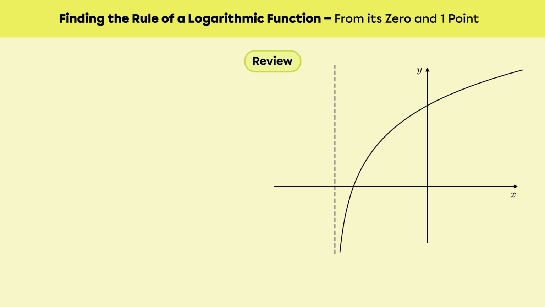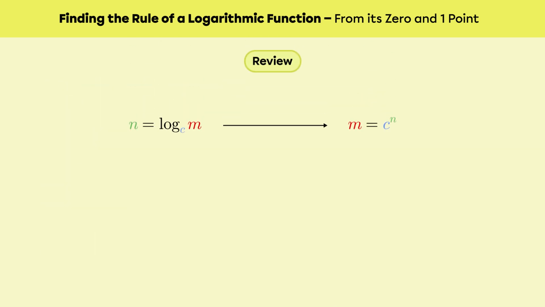When trying to find the rule of a logarithmic function, use the simplified form, or f of x equals log base c of b times x minus h. The logarithmic function has a vertical asymptote whose rule is x is equal to h. We can use the asymptote to find the h value.